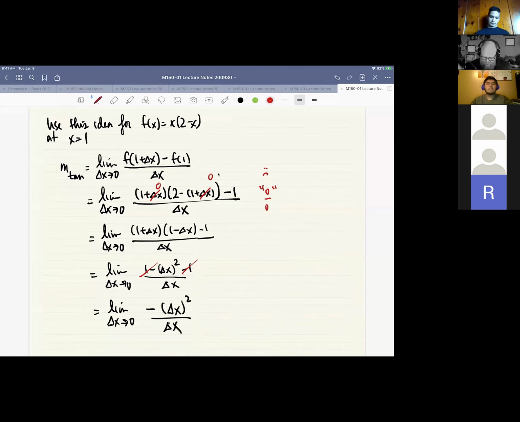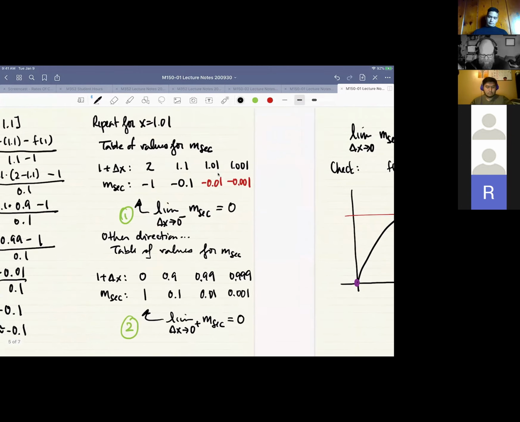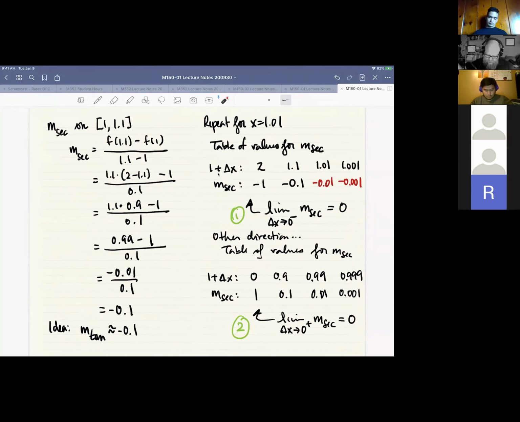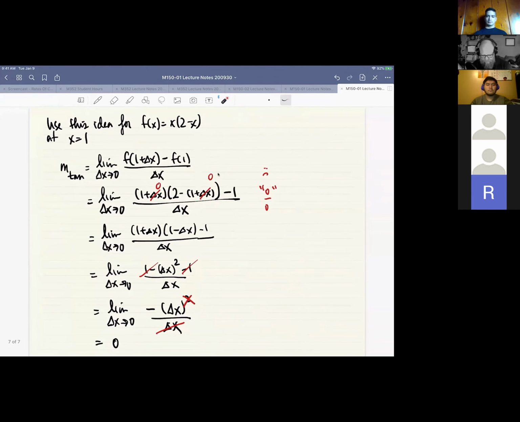And so here's where a beautiful thing happens. The delta x that's downstairs cancels with one of the delta x's that's upstairs. And now you can do naive evaluation. Now it'll work fine. So you get 0 in this limit. And even if you do it by hand, you'll see you get 0. Okay. So this calculation here agrees with what our two tables were suggesting. This idea that the slopes of the secant lines get closer and closer to what we're calling here the slope of our tangent line.